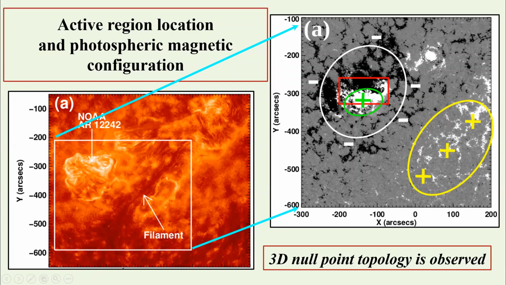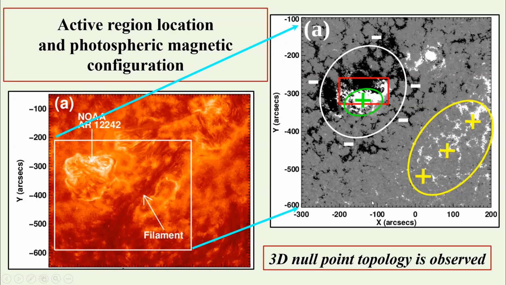And then we also have an elongated, inverted-S-shaped PIL, which is shown by the red box. The PIL, the polarity inversion line, is the line between the positive and negative polarity. You can see on the upper side we have positive and on the bottom side we have negative, so we have a polarity inversion line.